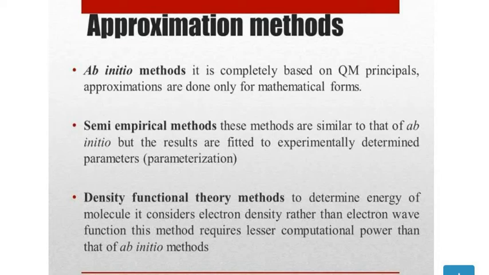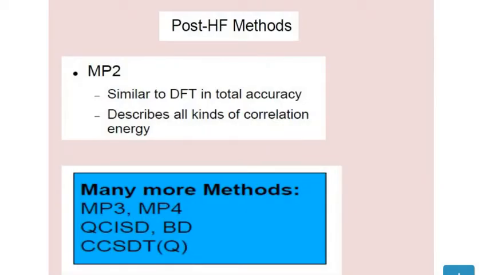I will later talk on what is the meaning of parameterization here. Now, density functional theory is a method to determine the energy of molecules by considering electron density rather than electron wave functions. And this method requires lesser computational power than that of the ab initio method. This is the difference. So read it properly, write it down, and think about this chemistry.